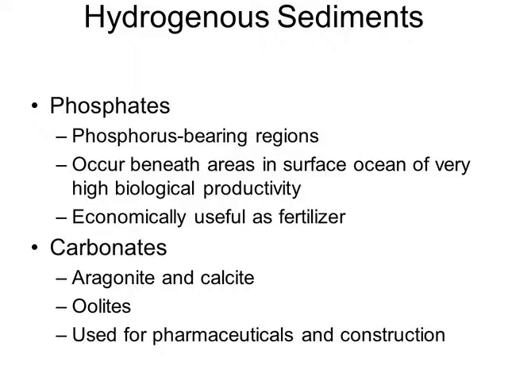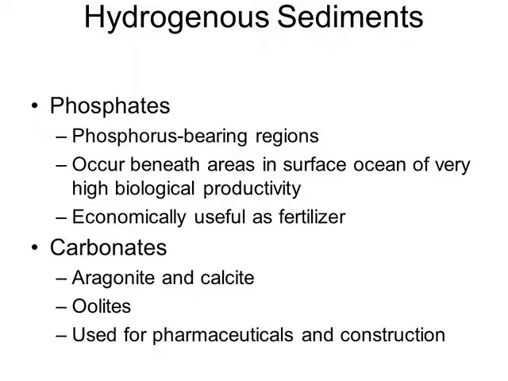Carbonates, so that calcium carbonate that we were talking about, you have two different types. You have aragonite and calcite. Calcite is typically what you'll find in a coral reef, but you do find some aragonite. That's just different types of calcium carbonate. But they create oolites, which are just small little round balls of calcium carbonate.